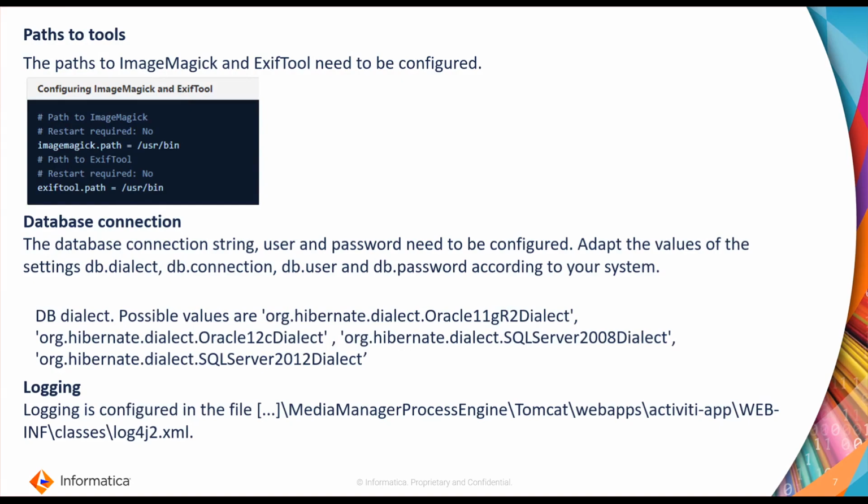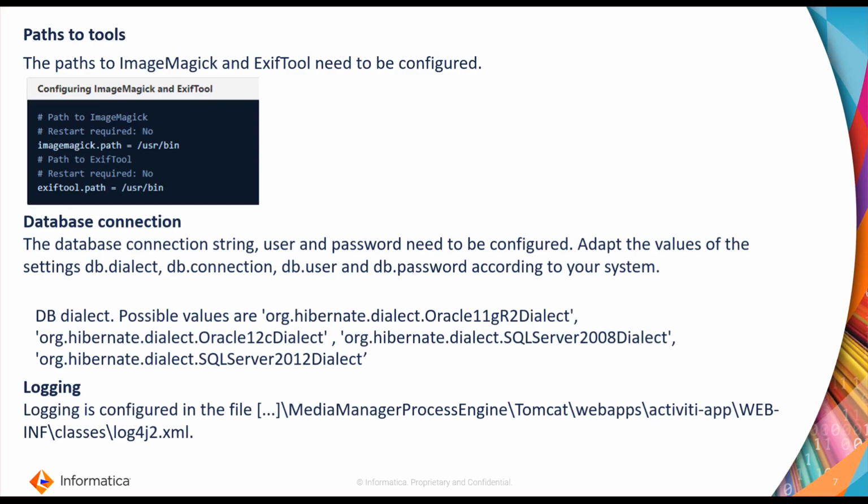Database connection. The database connection string, username and password need to be configured. Depending upon the type of database that we are using, either Oracle or SQL, various DB dialects have been provided in the ProcessEngine.properties file. Use the dialect that supports the database that you are on.